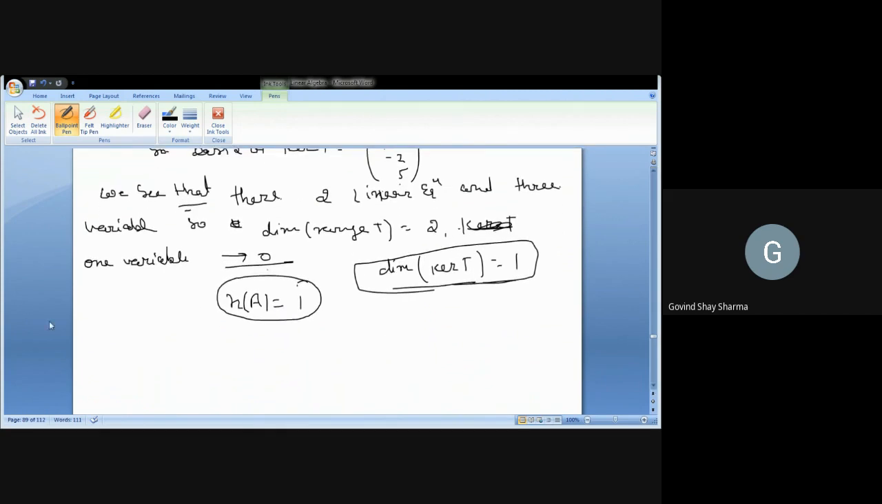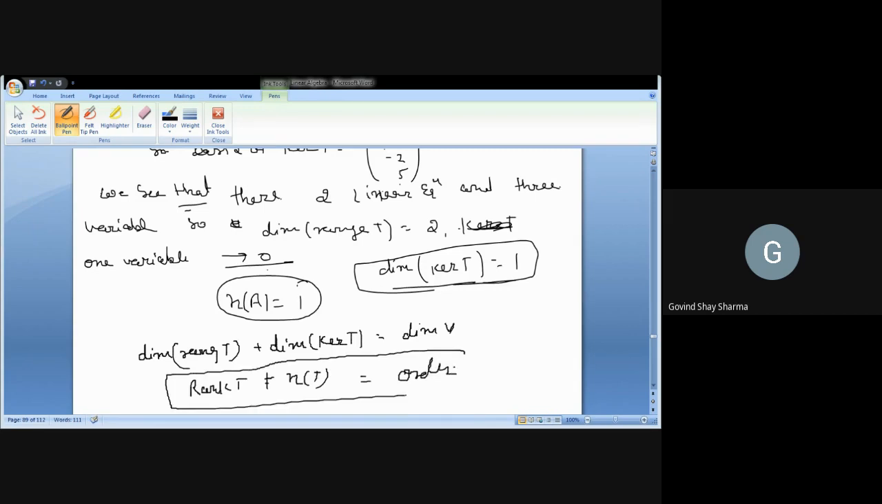Of course, dimension of range T plus dimension of kernel of T, and this is nullity. This is called the rank, RT means rank, is equal to dimension of V. So this is called the rank nullity theorem also.